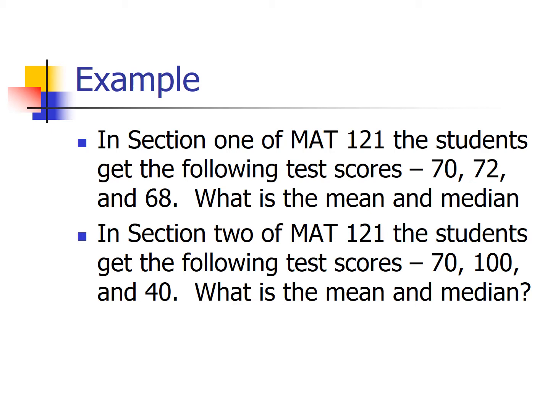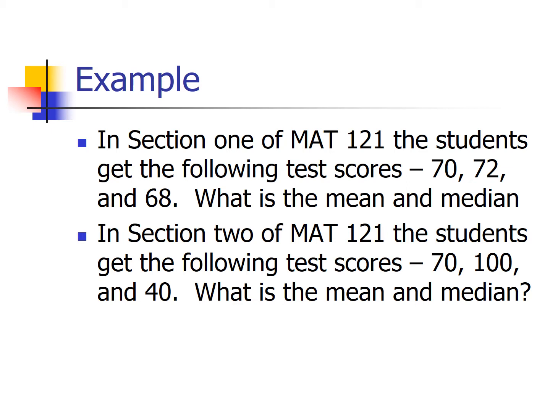Now, don't fall for the trap and say the median is 72. Remember, we have to order the numbers. If we order the numbers, they go 68, 70, 72. The middlemost number, once they're ordered, is 70. So the median is 70. I leave it to you to verify that the mean would be 68 plus 70 plus 72 divided by 3. If we do that, we get 70 also. So for this section, the mean and the median are the same. They're both 70.